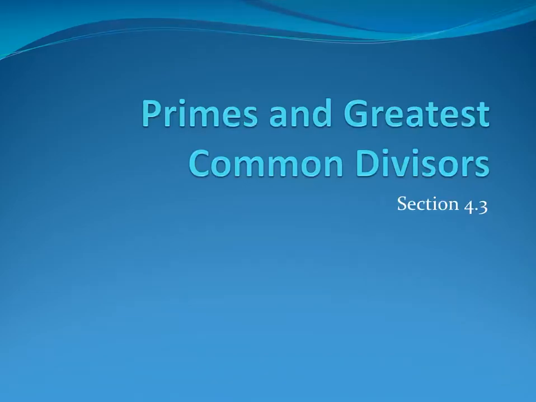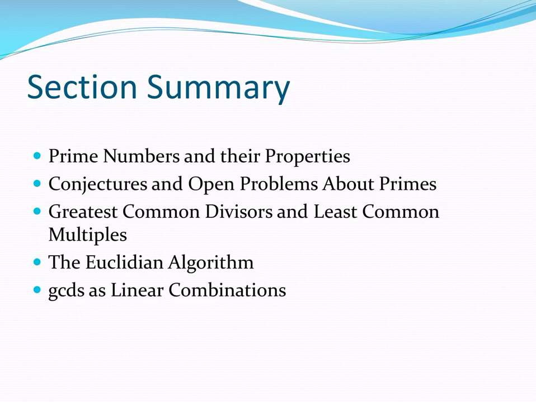Rosen, Discrete Mathematics and its Applications, Section 4.3 on primes and greatest common divisors. In this section, we'll learn about prime numbers and probably most importantly, the Euclidean algorithm.